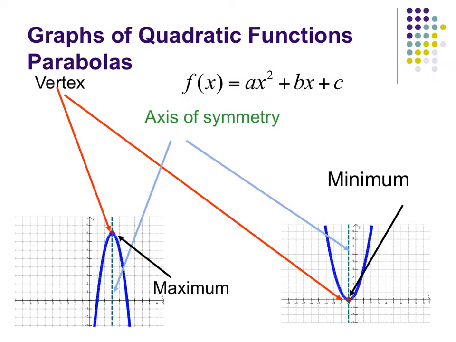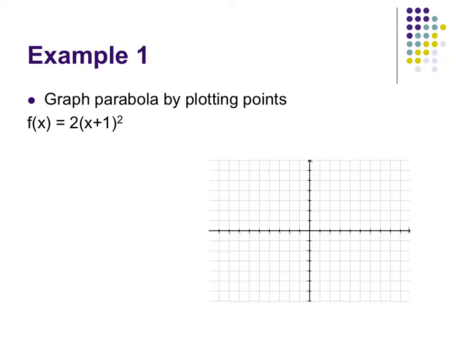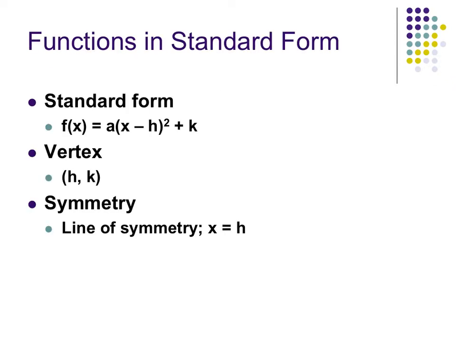They obviously have a vertex, which is a coordinate point. They have an axis of symmetry, which is x equals the x coordinate of your vertex. And then there's a max or a min, depending on which direction it faces, upward or downward. If it's positive, it opens upward; negative, downward. We graphed the parabola by plotting the points around the vertex.